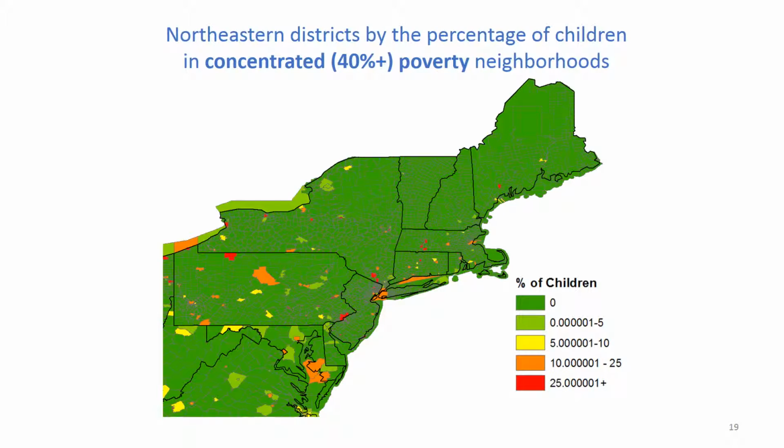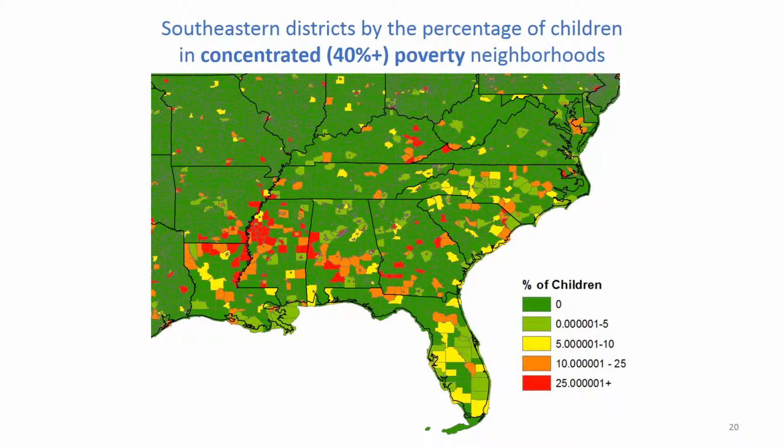Here we're going to zoom in on different regions of the country so you can get a better sense of what this looks like. This is the Northeast. Here we have southeastern districts, and one interesting thing to note here is that you can see these carve-out districts, right, where there might be a small district that is serving a substantial percentage of children in concentrated poverty, surrounded by another district that has lower levels of concentrated poverty.